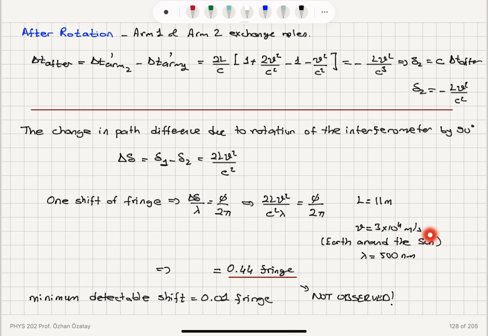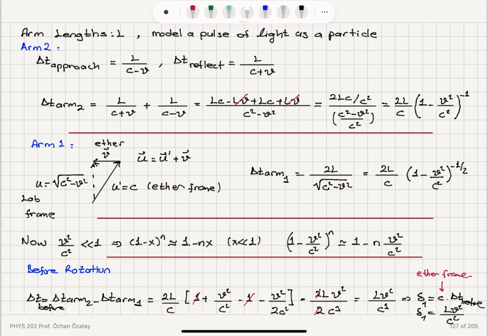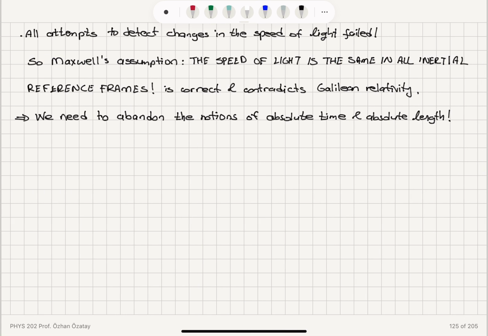Assuming that the Earth is moving around the Sun, so the Earth is moving with respect to the ether reference frame with this speed. The minimum detectable shift is 0.01 fringe, which is not observed, so this has to be clearly observed, and therefore this notion of the medium ether in which light has to travel is abandoned, and light will have the same speed c in all inertial reference frames, and Galilean relativity is not quite right. We have to abandon the notions of absolute time and absolute length.